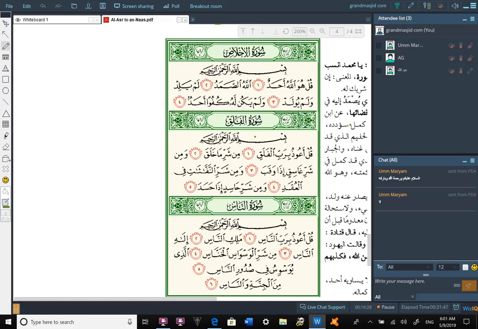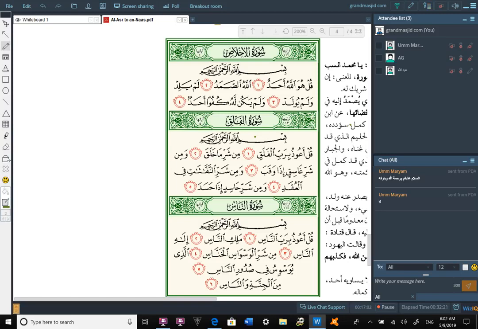Qul a'udhu bi rabbil falaq. Qul, again, say, meaning you. Allah is telling Muhammad sallallahu alaihi wasallam to say, and by telling the Prophet to say, he is therefore telling us to say. A'udhu, we've already been through this as well, because this is part of al-isti'adha, the phrase that you should say before reciting the Quran: A'udhu billahi minash shaitanir rajim.